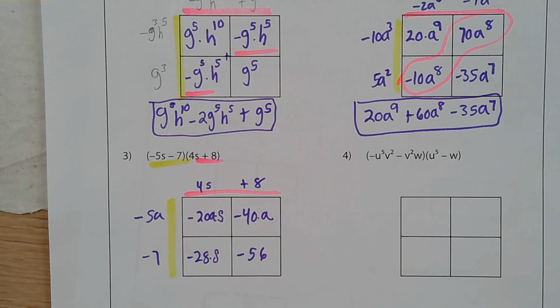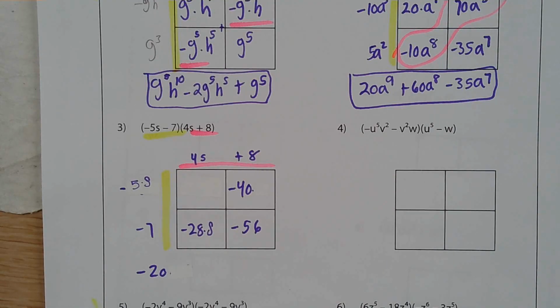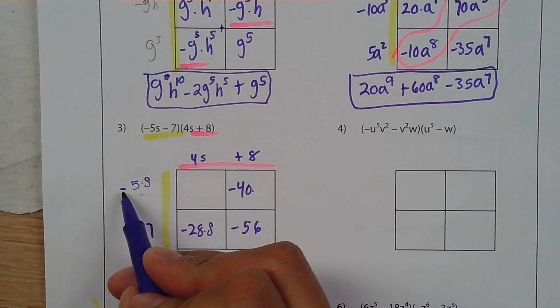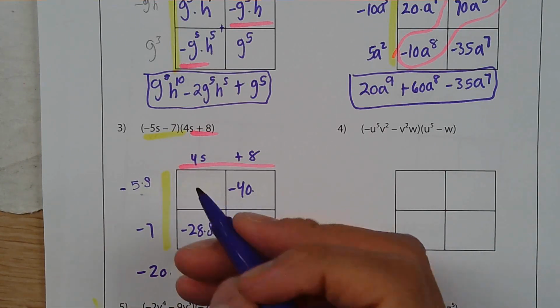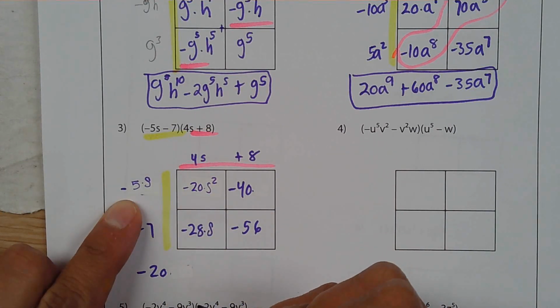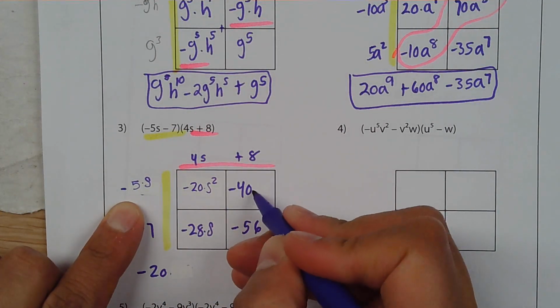So can I combine anything? In this case, let me see if there's anything that can be combined. I'm afraid not. So you're just going to rewrite it. Minus 20 as minus. Okay, so it looks like there was a little mistake here, but I fixed it. So this will be negative 5s times 4s will be negative 20s squared, and negative 5s times 8 will be negative 40 times s.